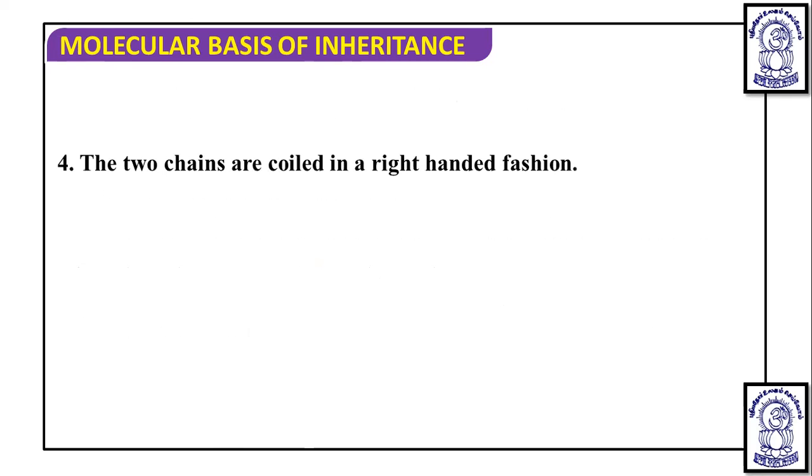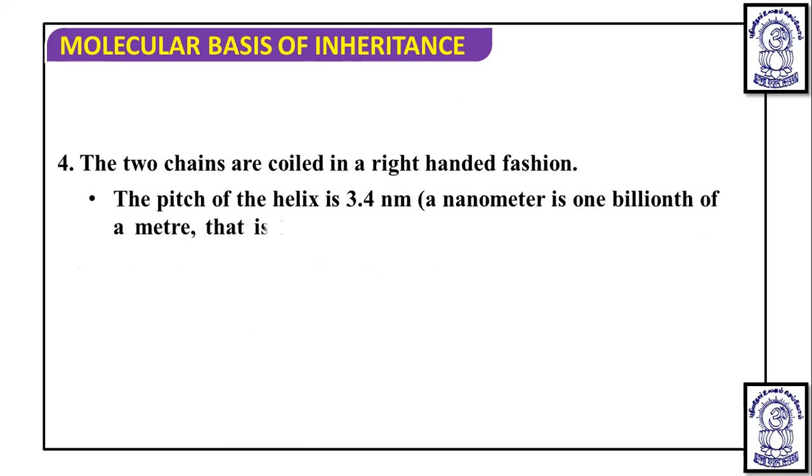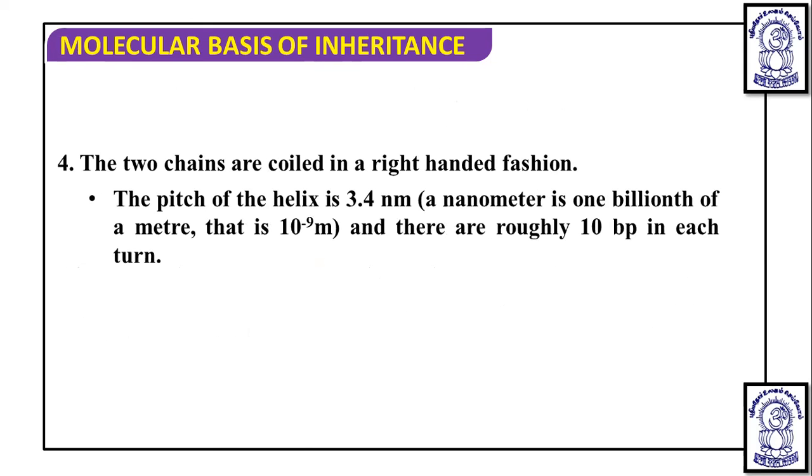And the two chains are coiled in a right-handed fashion. They are coiled right-handed. The pitch of the helix is 3.4 nanometer. A nanometer is one billionth of a meter, that is, 10 raised to 9 nanometer in a meter. And there are roughly 10 base pairs in each turn. In each turn you will find 10 base pairs. And what is the pitch? It is one whole turn.